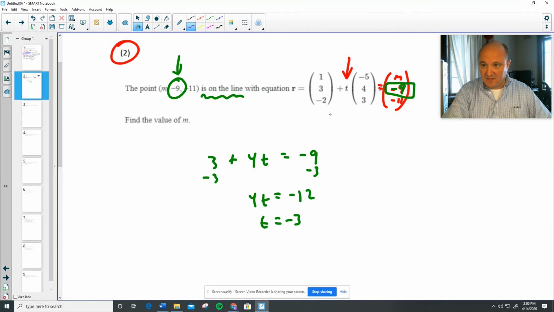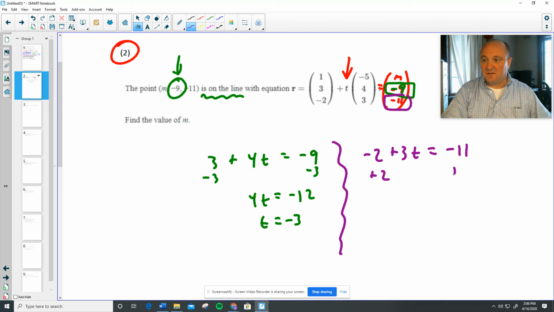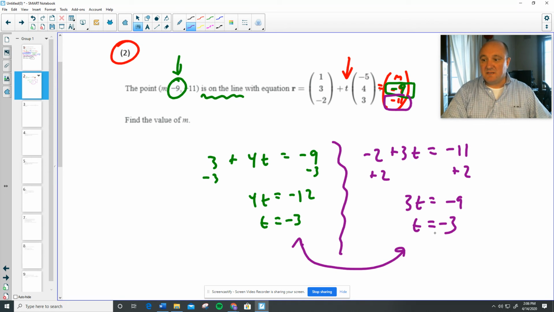Now I have enough information to just plug in the t and go on my merry way. I'm going to be safe, though. I'm going to double check the z line as well. -2 plus 3t is supposed to equal -11. I'll solve for t along the z line and make sure I get -3 again. Otherwise, I'll know I made a mistake in one or the other. So -2 plus 3t equals -11. Add 2 to each side. 3t equals -9. Hey, look, what do you know? Same thing both times. So I know that t equals -3.